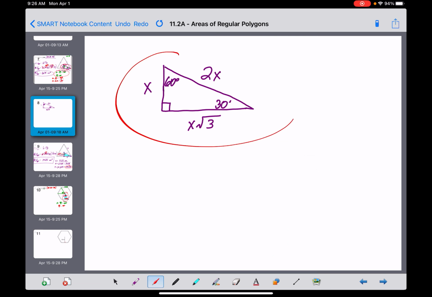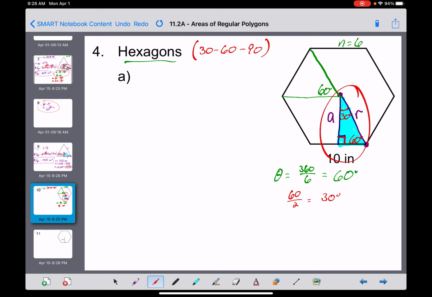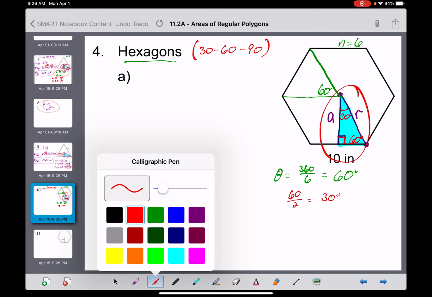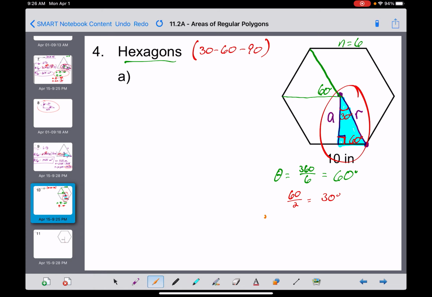But all of this information that we just went over a few minutes ago is still going to apply to a 30, 60, 90 triangle right here. Okay, so what do we need to know here, guys? We need to come up with the length of our apothem. I'm going to use this weird orange color right here. Okay, let's find A, the length of our apothem. So this piece right here, guys, is going to be half of that 10, so this is going to be a 5. That's the short leg.